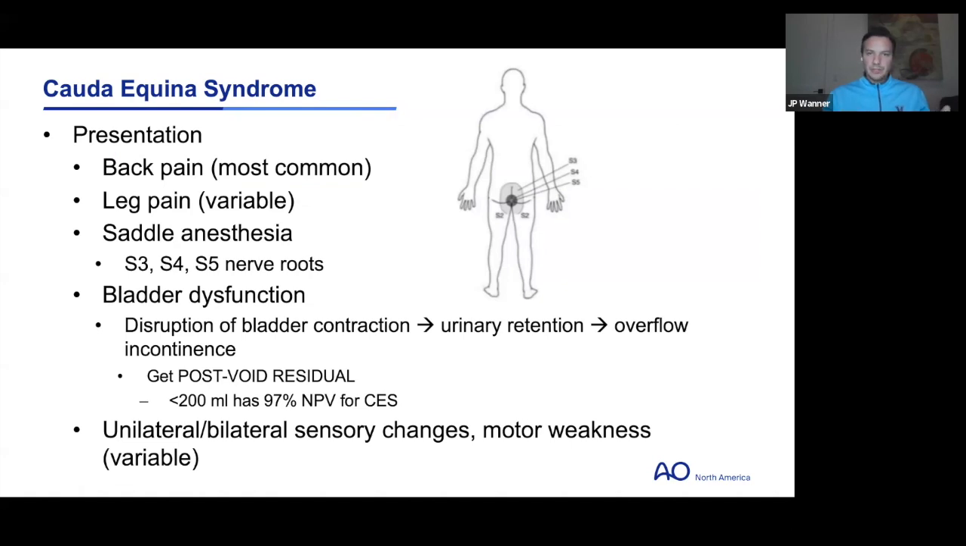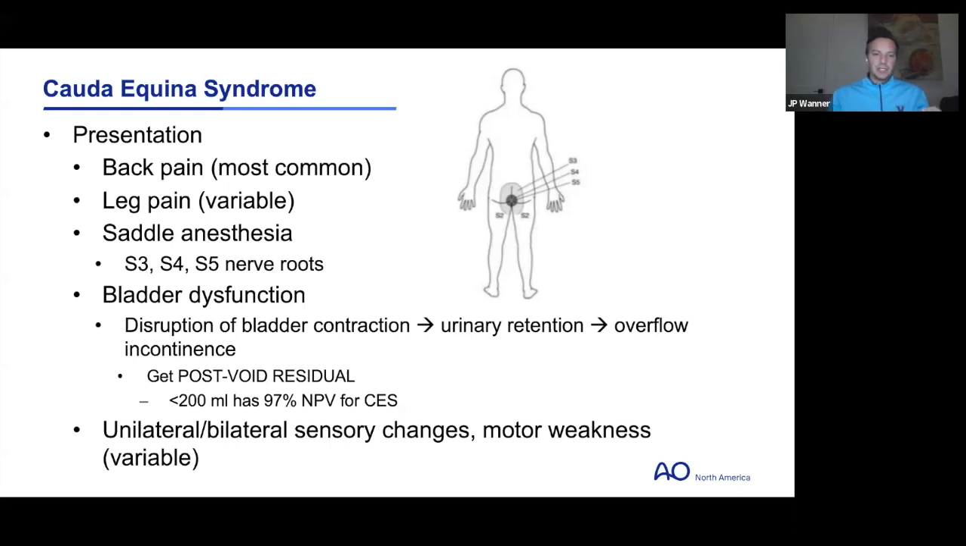There's some discrepancy in the literature. For me, what I tell my residents when they're on call is, I care about things greater than 200. It's been shown that a post-void residual less than 200 has a 97% negative predictive value for cauda equina syndrome. So if it's higher than that, I start to get a little bit concerned. If it's 180s, things like that, there's a lot of different reasons physiologically for people to have that. So that's a number to keep in your head.